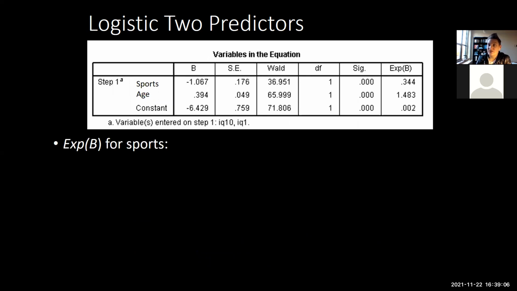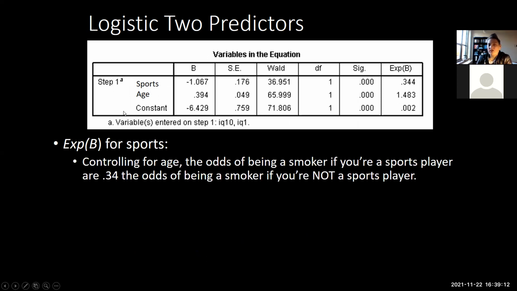Now when we look at sports, this is a dichotomous predictor. And just like we've done in our general linear model, we still have to think about the other predictors in the model. So you can say controlling for age, the odds of being a smoker if you are a sports player are 0.34 times the odds of being a smoker if you're not a sports player. Remember, probability of yes over probability of no.